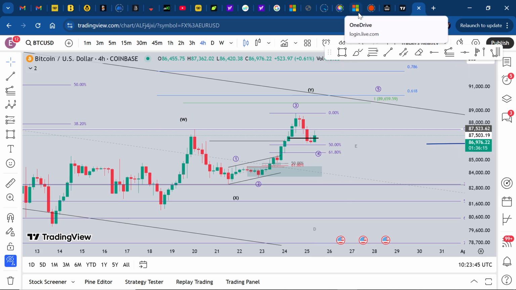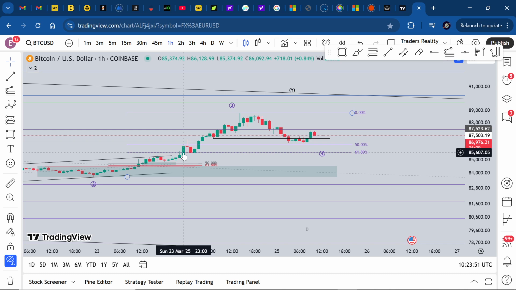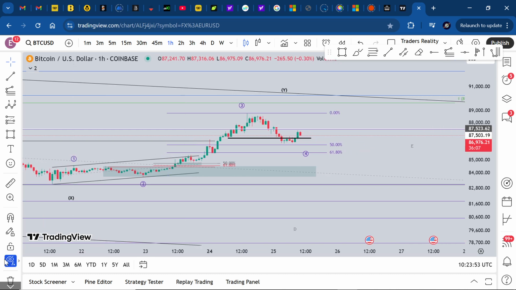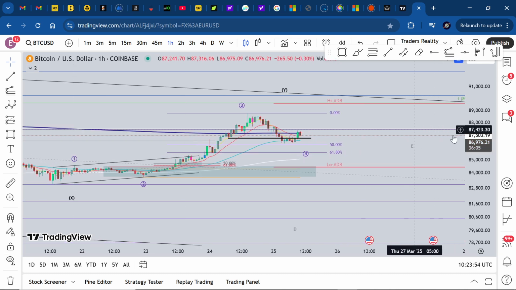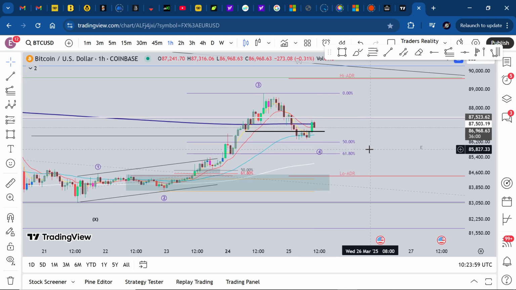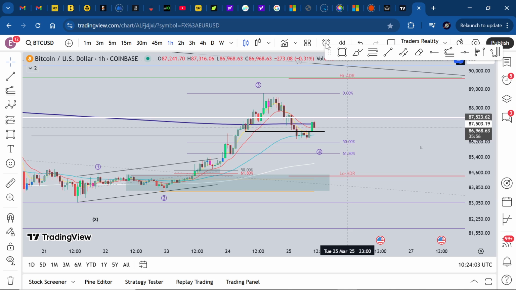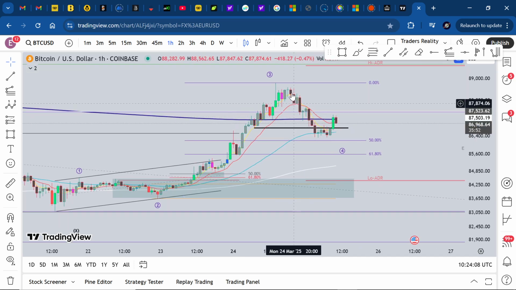If we touch that 618, then there's gonna be a lot of waiting. But I don't want us to touch that 618, and I don't think we're gonna touch that 618 as well. If I'm gonna be real, I'm pretty confident about this count. I just don't feel like it's a good idea to buy right now.